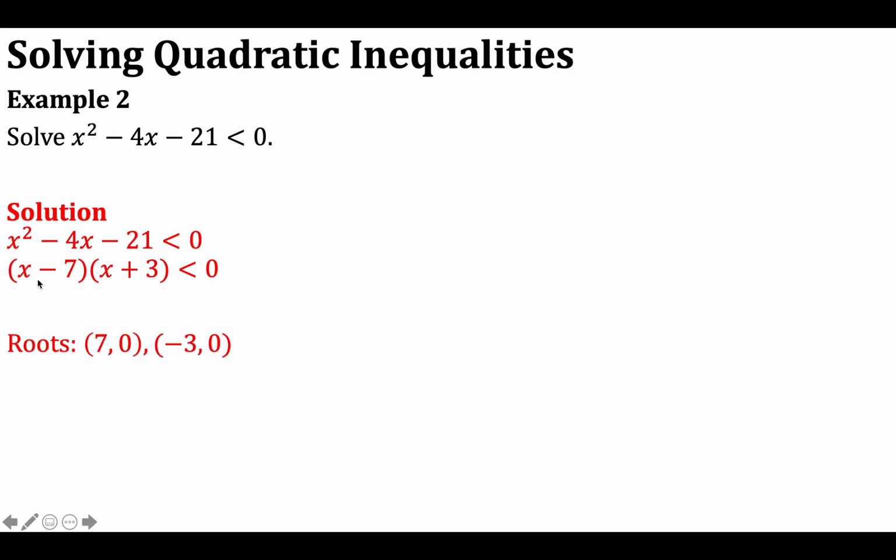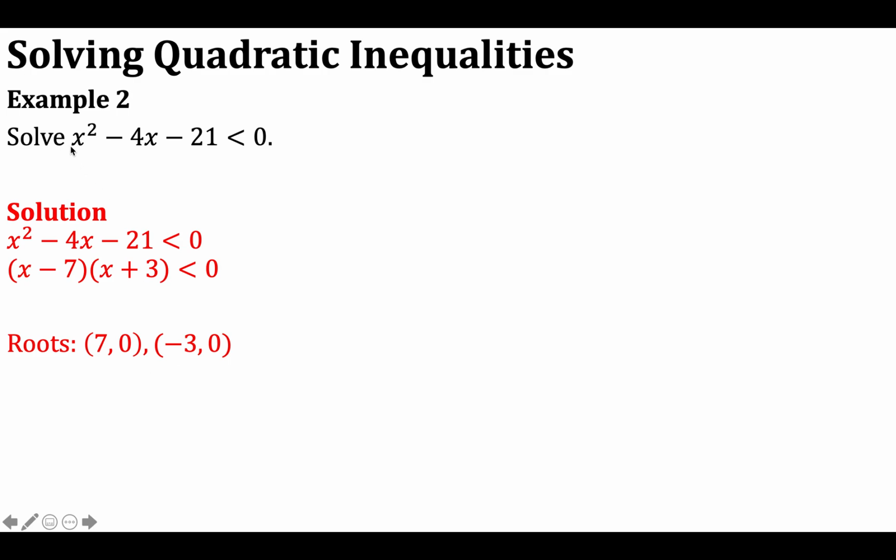Now example 2 then, we want to solve x squared minus 4x minus 21 less than 0. You can probably see this time that it's not been factorised yet, so we need to go about that. You can use your grid method or whatever other method you've been shown, and we will get (x - 7)(x + 3) less than 0. Now if we try and find the roots here, from this bracket x is 7, and from this bracket x is negative 3.